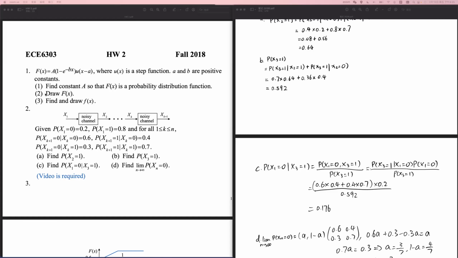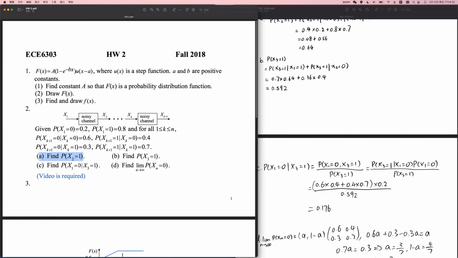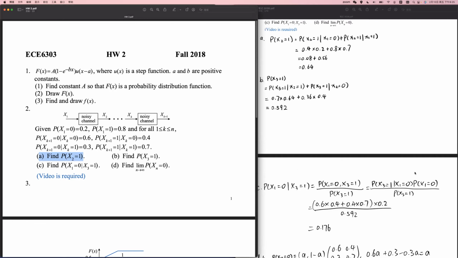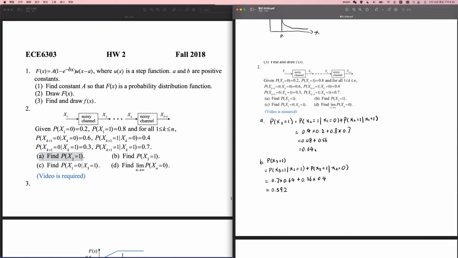Hey, so for this problem, I should first answer the first question, which asks for the probability that x2 equals 1. And so this is my answer here. My idea is that there are two cases when x2 can equal 1.